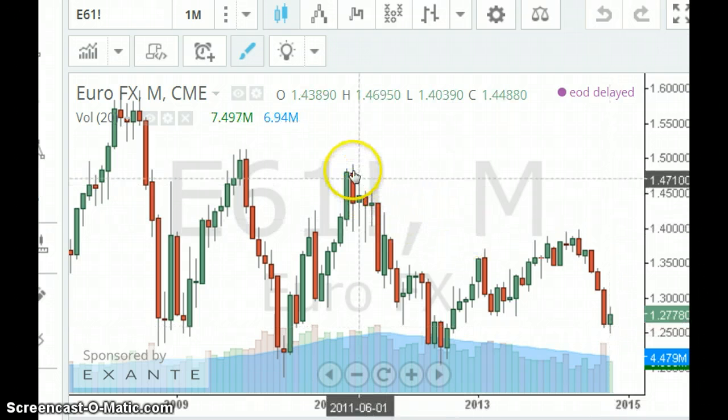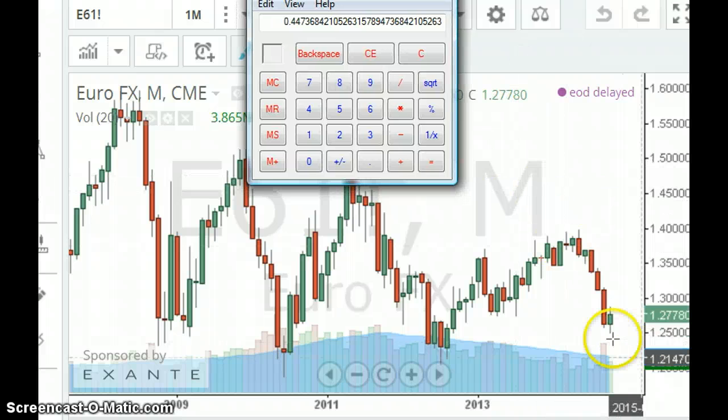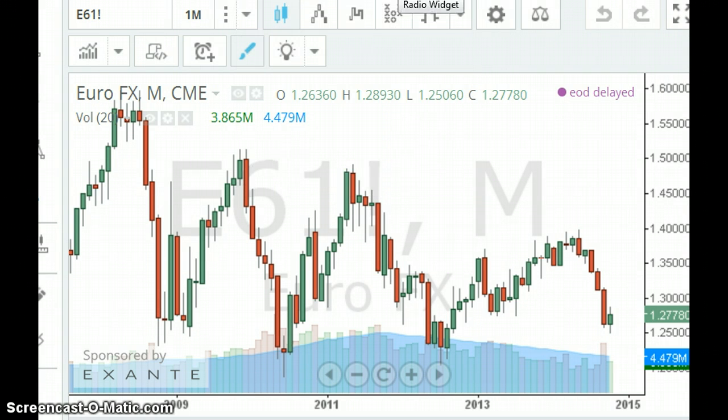Let's do the math. This was 1.48, and right now it's saying 1.25. So 1.48 minus 1.25, divided by 1.48. That's a 16% move to the downside for the euro, while the dollar appreciated 16%. And you have to remember, this is more than 50% of the US dollar index. So put this into perspective.